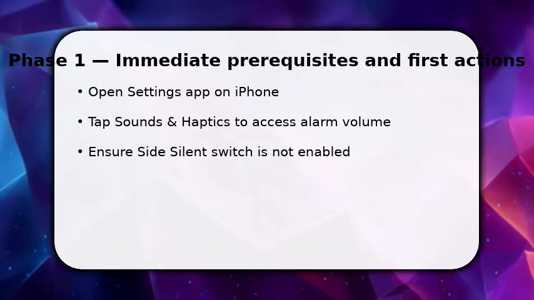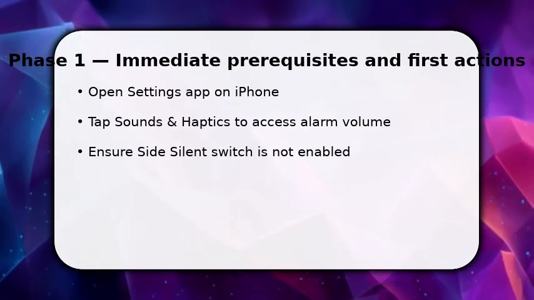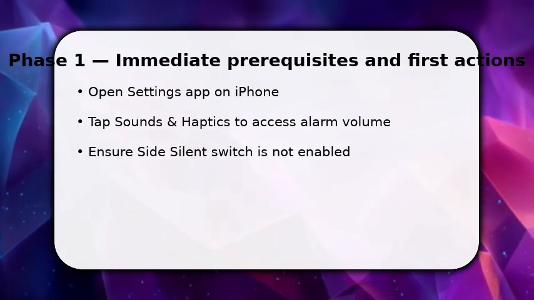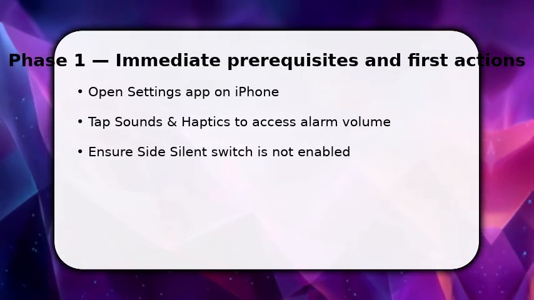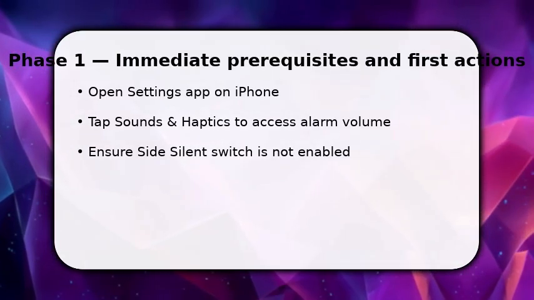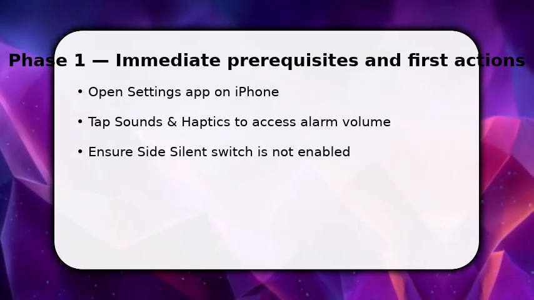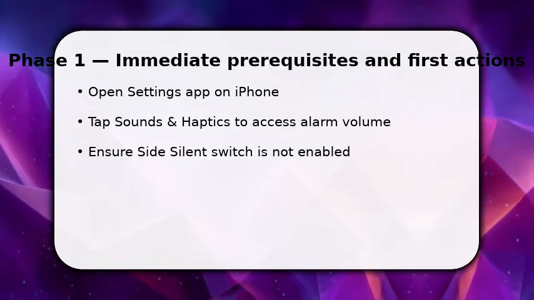You start by opening Settings and tapping Sounds and Haptics. This is where alarm volume lives. Once there, use the ringer and alert slider to change alarm loudness directly and feel the sample tone. Make sure the side silent switch is up so the slider actually affects alarms.